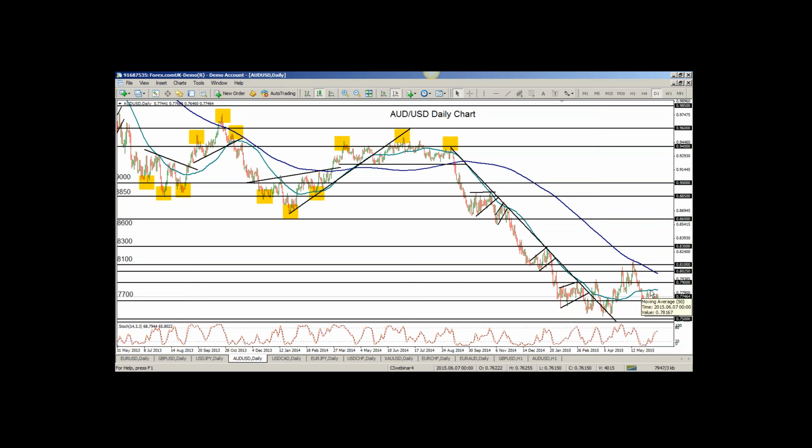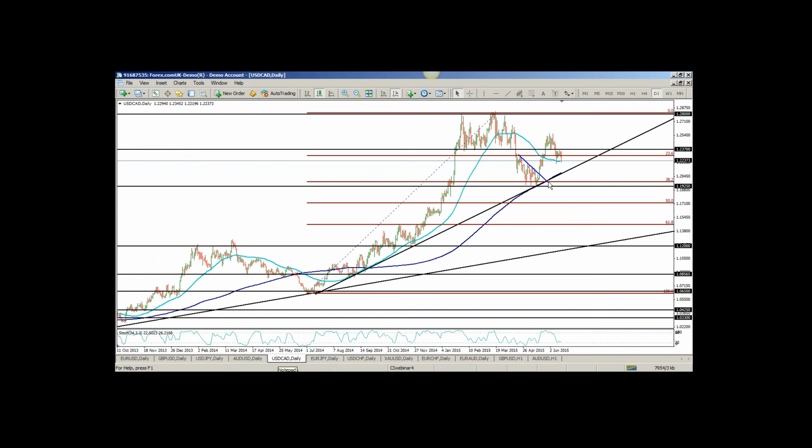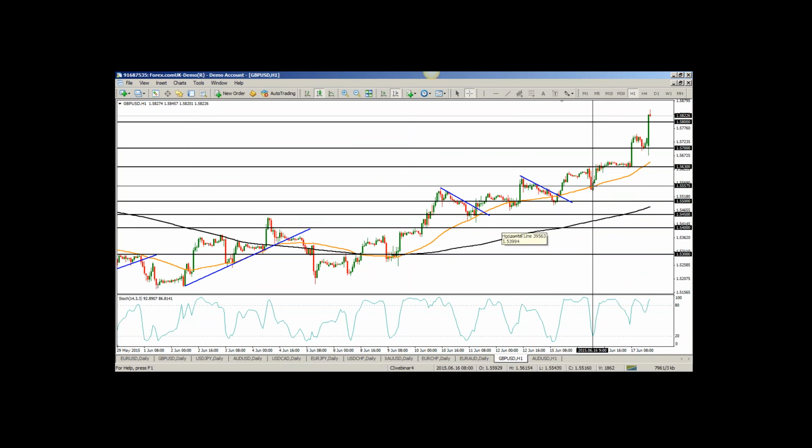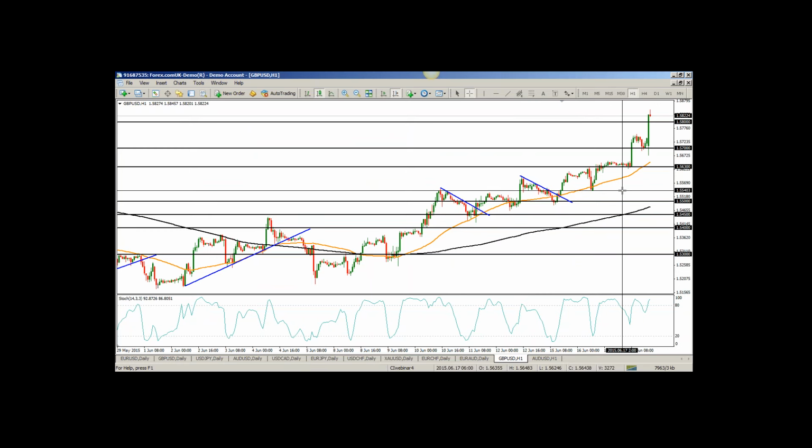Here we have the 50-day moving average working as resistance within this consolidation here on Aussie dollar, okay? And then here, of course, we have the 200-day moving average. But let me show you the pound dollar real quick. So I'm using the moving averages as slope, trend slope indicators, as well as support and resistance.